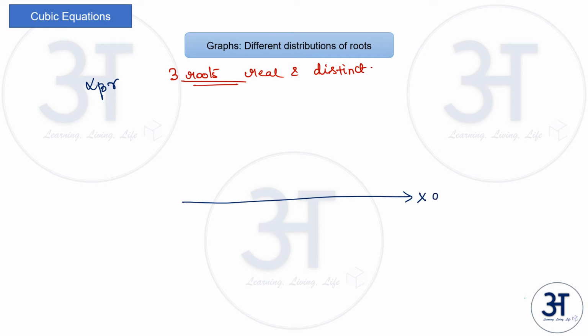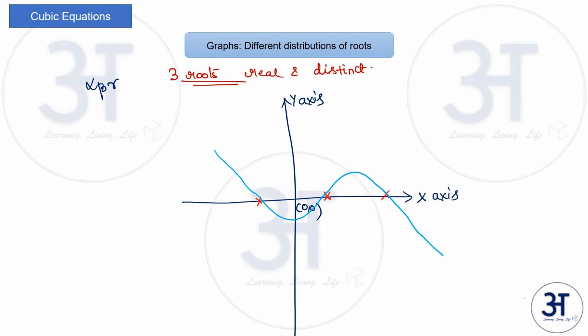So this is x-axis, this is my y-axis, and the point where they intersect is origin. So now say there are 3 points which are the roots. Okay, so the graph can either look like this, passing through all the 3 points, or it can look like this.